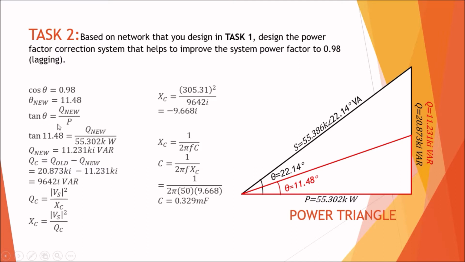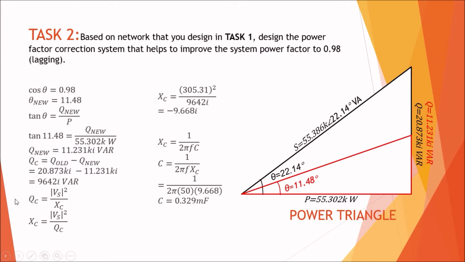Then we use this formula, tan 11.48 equals reactive power over 55.302K. This is our true power. Then we get the value for Q, and then in order to find the value of QC, we subtract Q new from Q old. So this is the value.